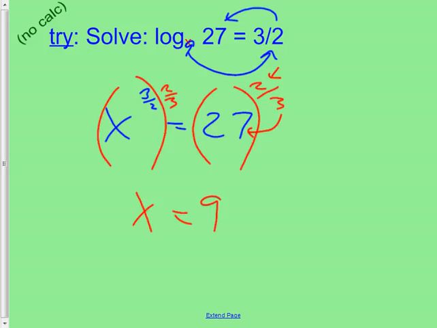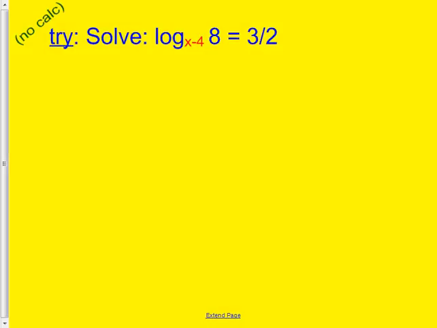Would 9 to the 3/2 equal 27? Square root of 9 is 3, 3 to the 3rd. Yeah, it works. Cool. Moving on to the next one. This one, try rewriting it.